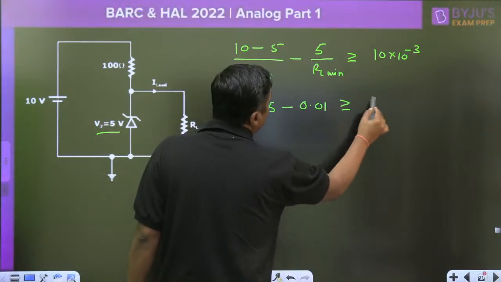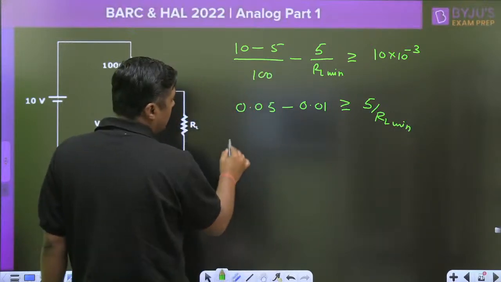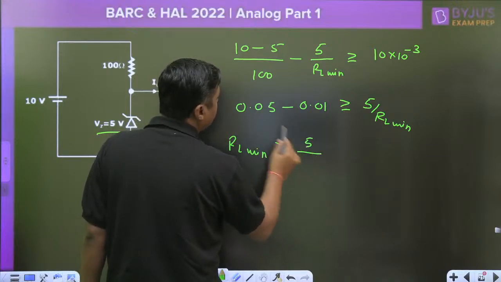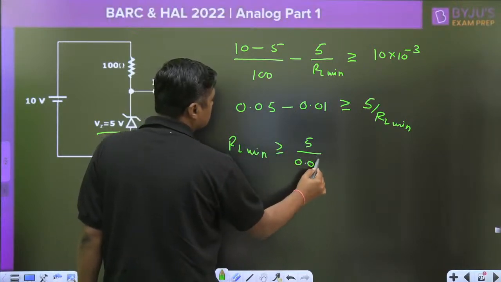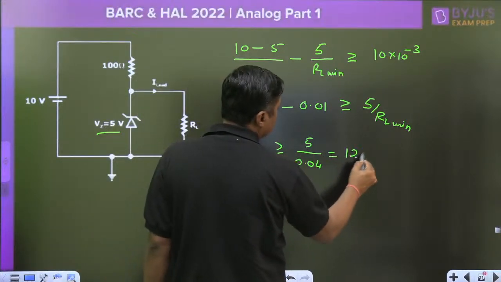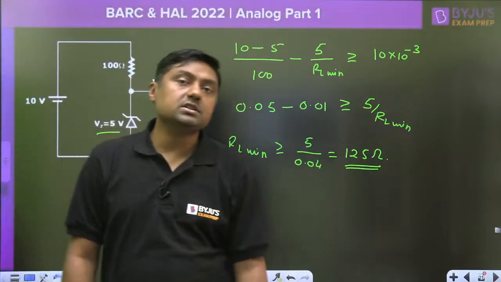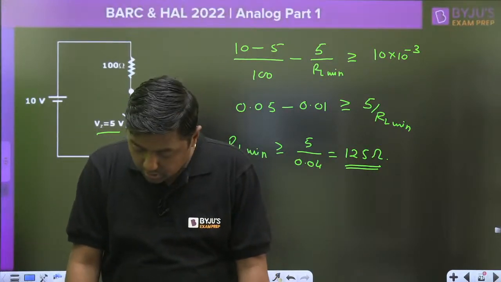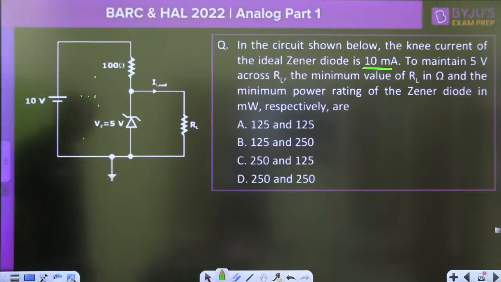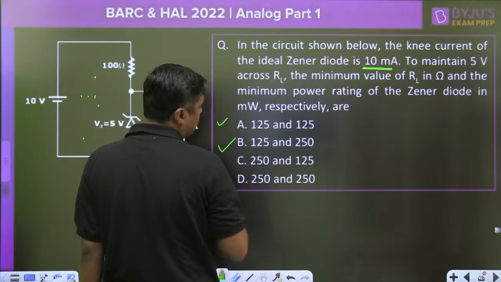It should be greater than or equal to 5 by RL minimum. Then we can say RL minimum should be greater than or equal to 5 divided by what? 0.04. 0.04, that is 500 by 4, 125. 125 ohm. That is the right answer. Bilkul sahi hai Surjit. Your answer is correct. 125 ohm. It should be greater than or equal to 125. Then what is the minimum value? 125. So this answer or that answer.